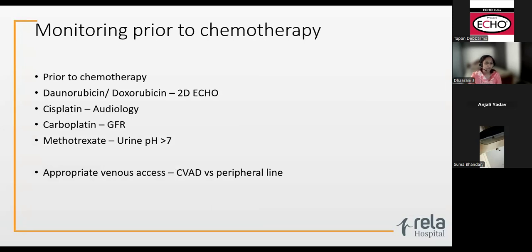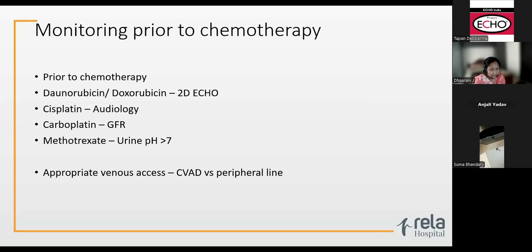Prior to the chemotherapy, there is certain organ-specific monitoring which has to be done for some particular chemotherapy. For example, daunorubicin and doxorubicin are cardiotoxic drugs, so they can cause cardiotoxicity. We have to ensure that a 2D echo is done before we start the drug. And even for those children who are getting repeated doses of doxorubicin, we keep repeating the echo after every 2 to 4 cycles, so that the cardiac function is maintained normal. This is very important.